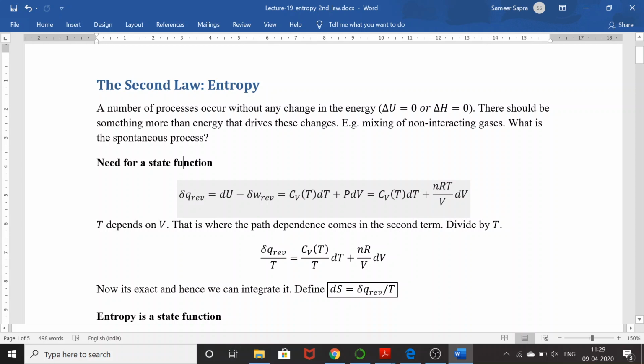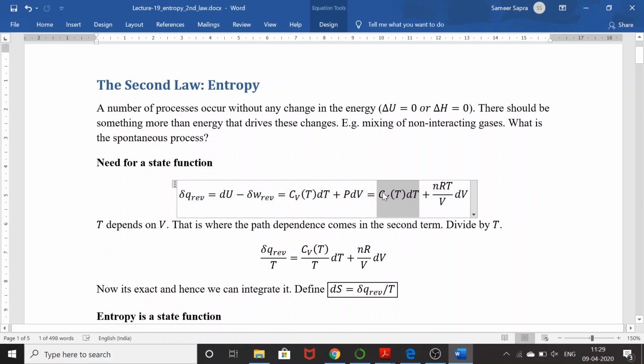But we know that delta Q, reversible or irreversible, happens to be a path function. Not because of this particular term, this is definitely integrable. But here we have the variable V, volume, but also the variable T, which indirectly depends on the volume. As you've seen already in isothermal and adiabatic processes, the temperature is not the same. So it really depends on the path that is being followed. I need to know the path to get the integral value. I do not want a path dependence if I need a state function.